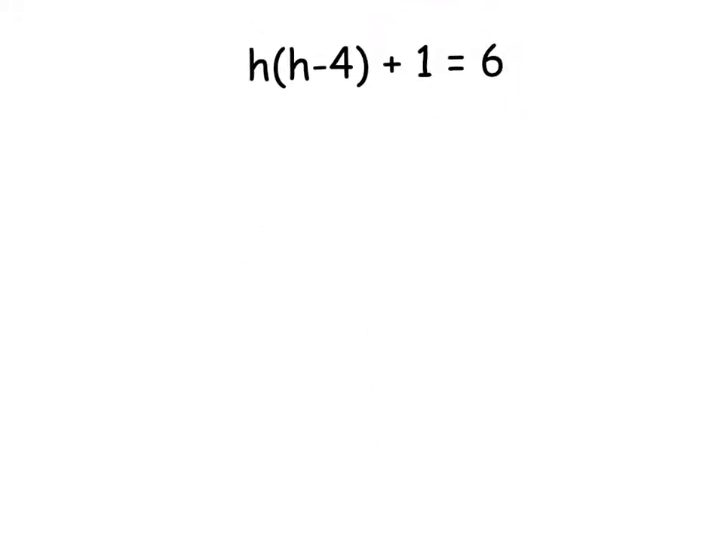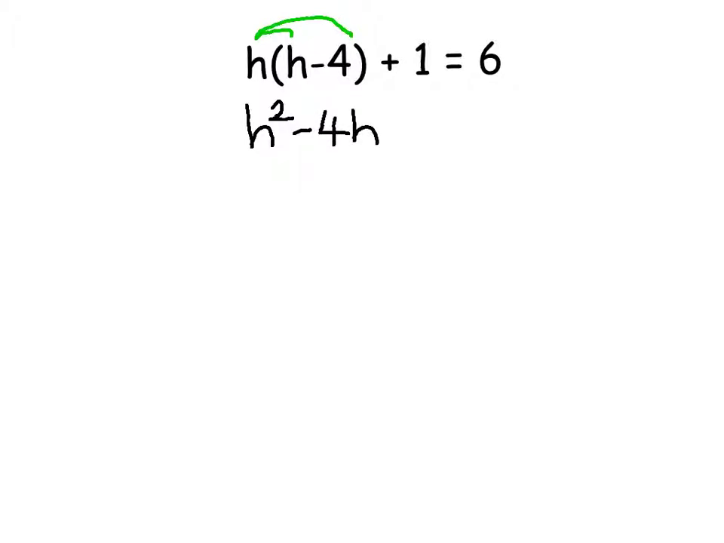Third example, slightly more difficult than the one that came before it, but not much so. You see the brackets, so first of all we're going to get rid of them. h times h and h times minus 4. That gives us h squared minus 4h plus 1, and that equals 6.